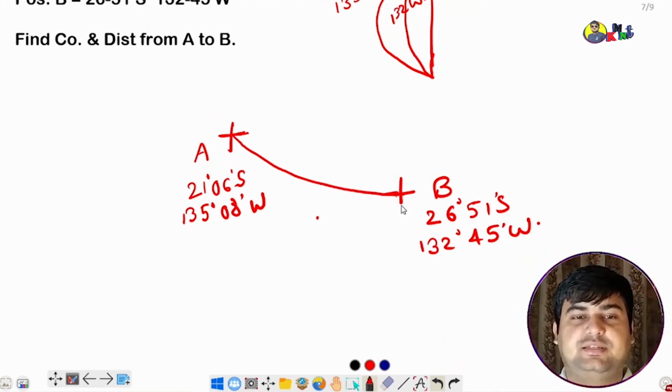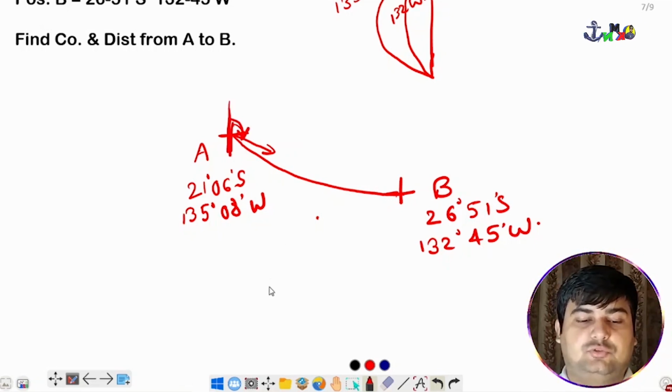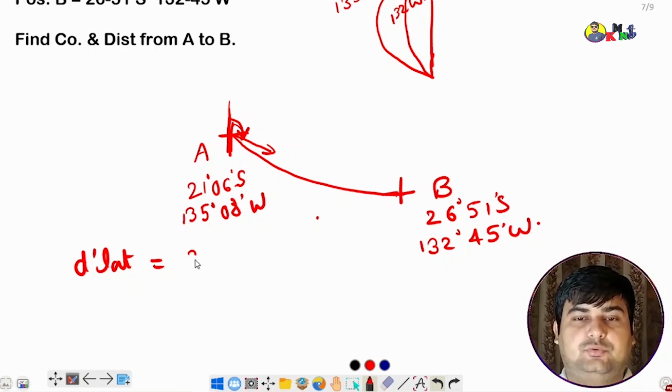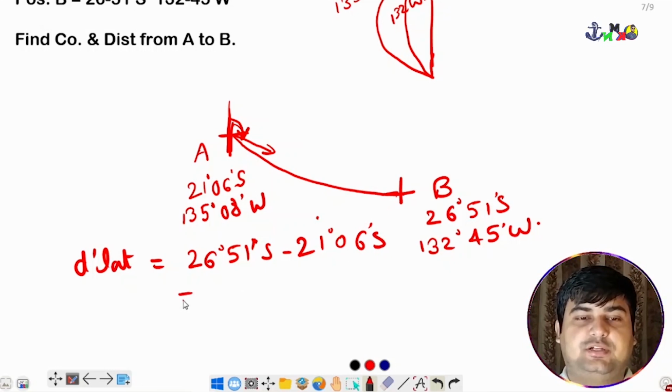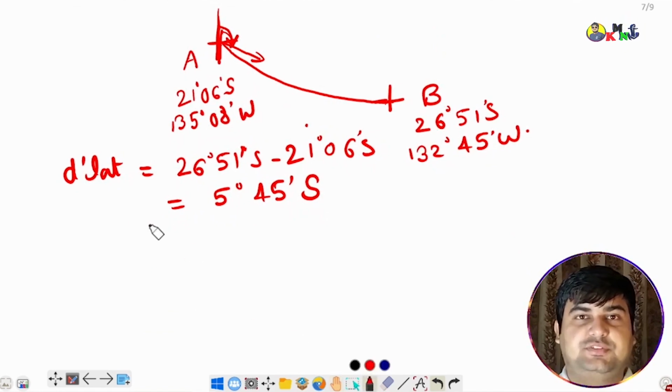So this is the distance, and what will be the course? The course will be this much. This is the course. So course is something we are measuring always from north, from here to here. To identify the course, first we need to make out d lat. So that will come 26 degrees 51 minutes south minus 21 degrees 06 minutes south. So it will come out to be 5 degrees 45 minutes south. You do your own calculations. This is just for your reference.